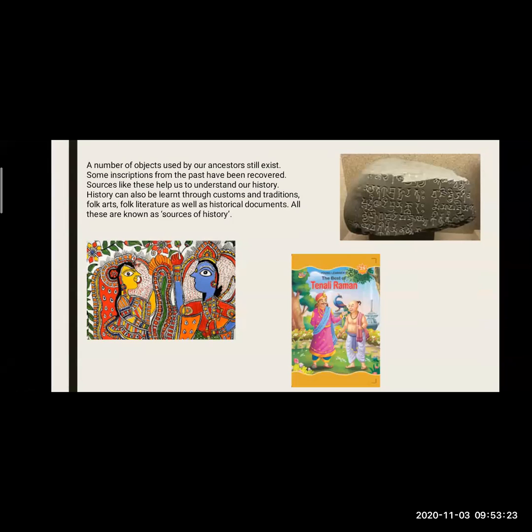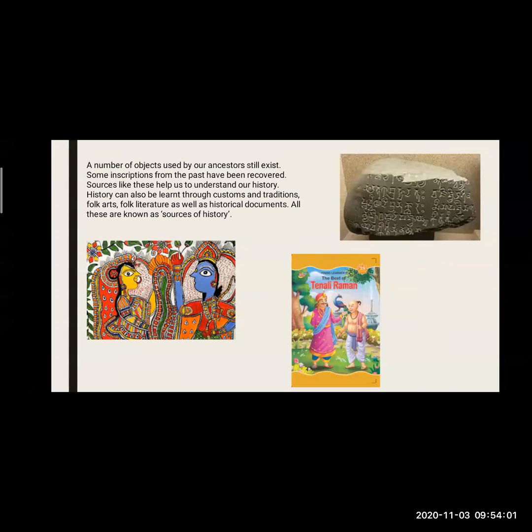History can also be learned through customs and traditions, the different cultures which were followed in the past. We can learn from there, and also from folk arts. Folk arts, like in India, we have the Tanjore art, the Madhubani painting, Warli folk painting, and Rajasthani miniature painting. History can also be learned from customs, traditions, folk arts, and folk literature, like the fables and folk tales which are passed on by word of mouth through generations, as well as historical documents.